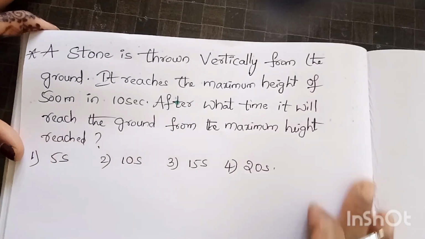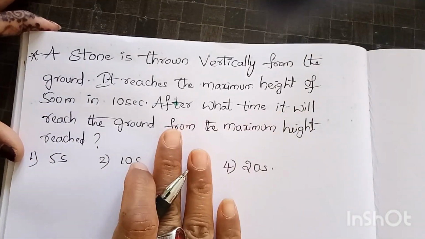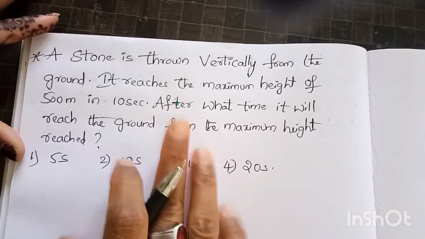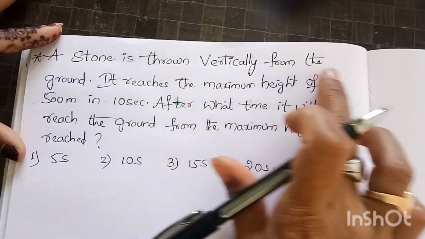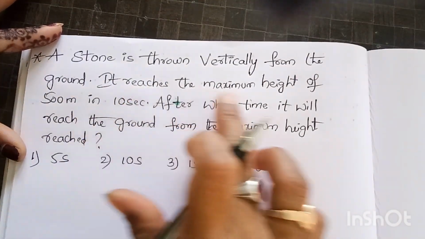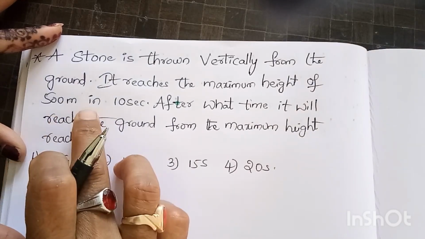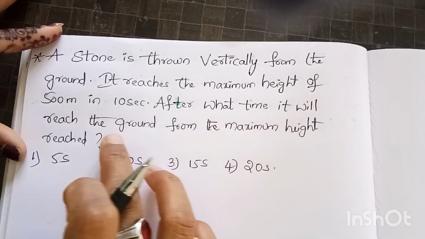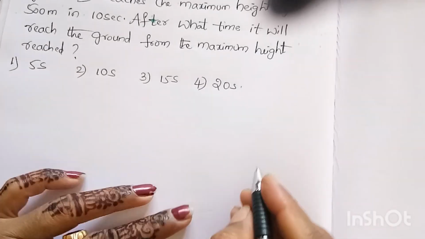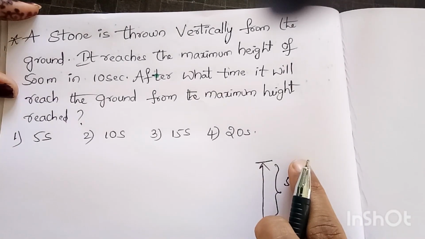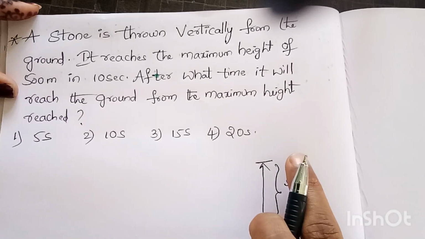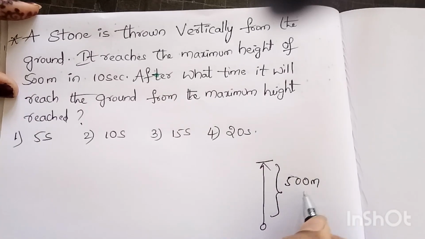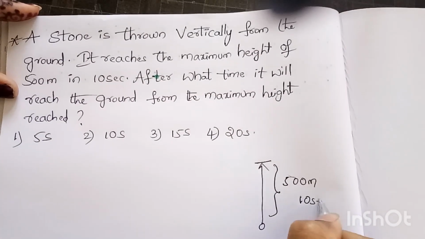So this is the problem based on time of ascent and time of descent. What they have given is that a stone is thrown vertically from the ground. It reaches the maximum height of 500 meters in 10 seconds. After what time does it reach the ground from the maximum height reached? So here, the body is projected up. The height traveled by the body is 500 meters to reach the maximum height, and the time taken is 10 seconds.